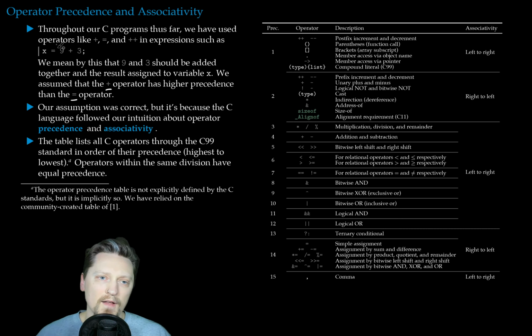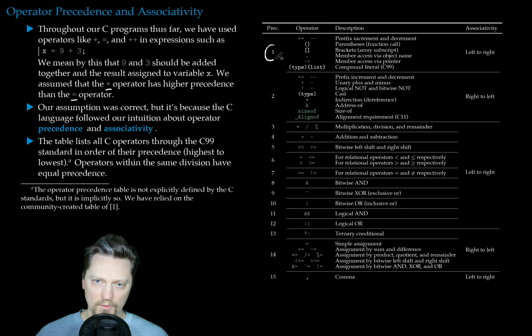If, rather than adding 9 and 3 together and assigning the result 12 to x, the equals operator was higher precedence than the plus operator, we would have x assigned the value 9, and then we would add 3 to that value, but not assign the result to x. The table at right lists all C operators through the C99 standard in order of their precedence, highest to lowest. Operators within the same division have equal precedence.